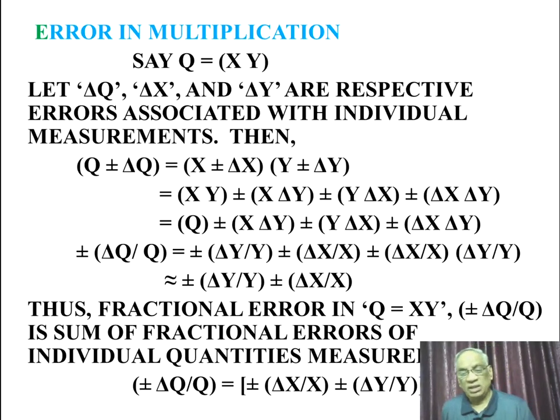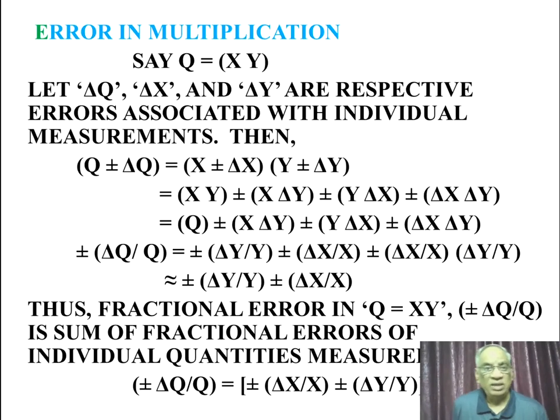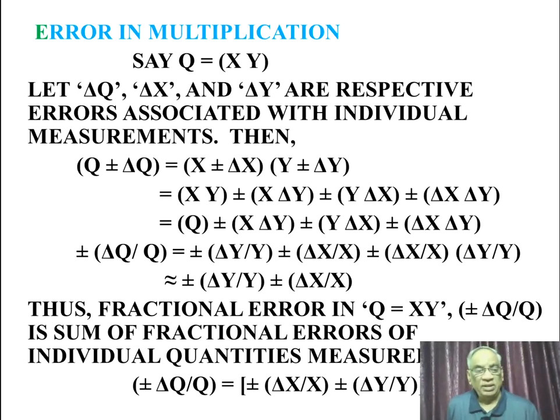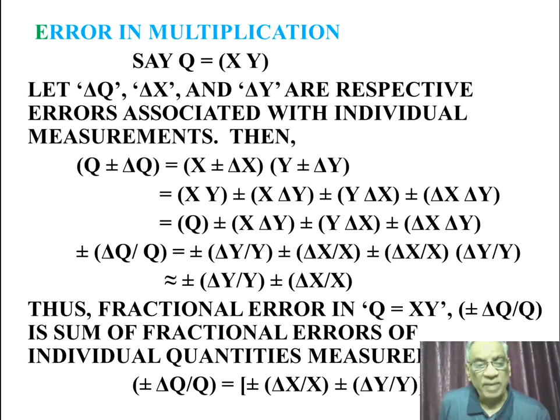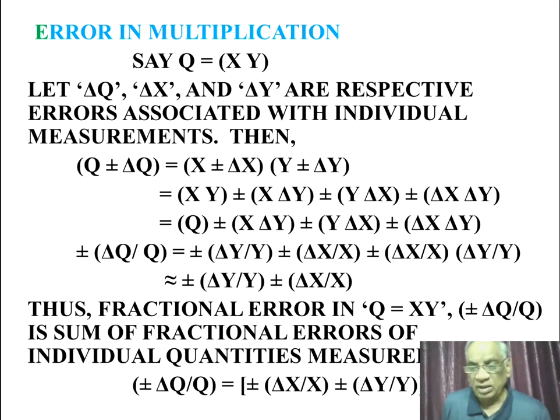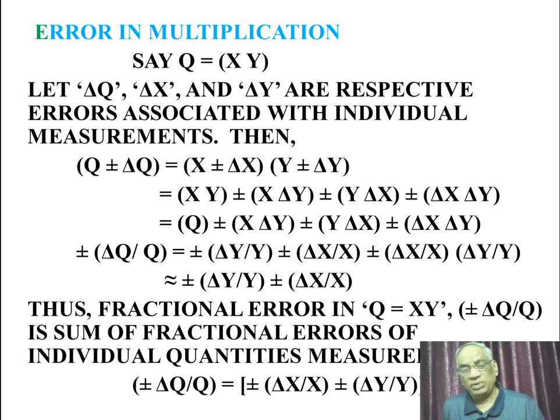Delta x by x is the fractional error associated with the term x, and delta y by y is the fractional error associated with the term y. So, in multiplication, the fractional error associated with the term q is the sum of the fractional errors associated with the individual terms x and y. Again, plus and minus are referring to the maximum and minimum fractional errors for the term q.